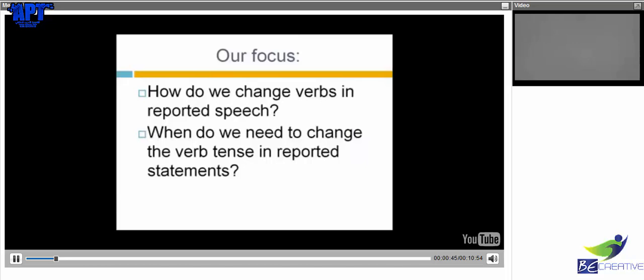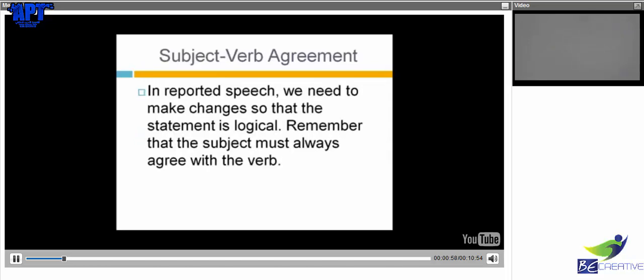The focus of this lesson will be on these two questions. How do we change verbs in reported speech? When do we need to change the verb tense in reported statements? The first thing we'll talk about is subject-verb agreement. In reported speech, we need to make changes so that the statement is logical. Remember that the subject must always agree with the verb.